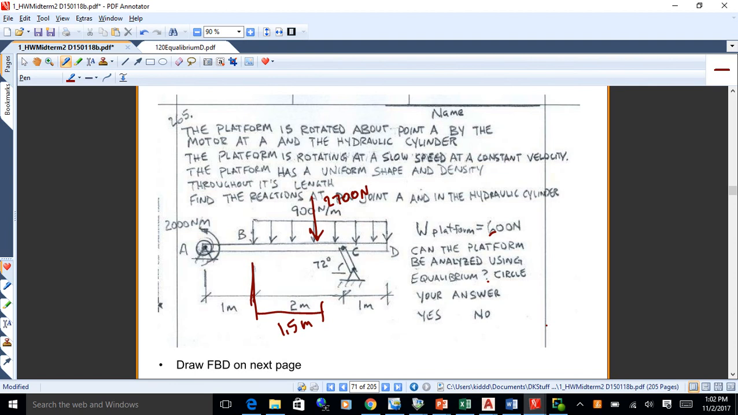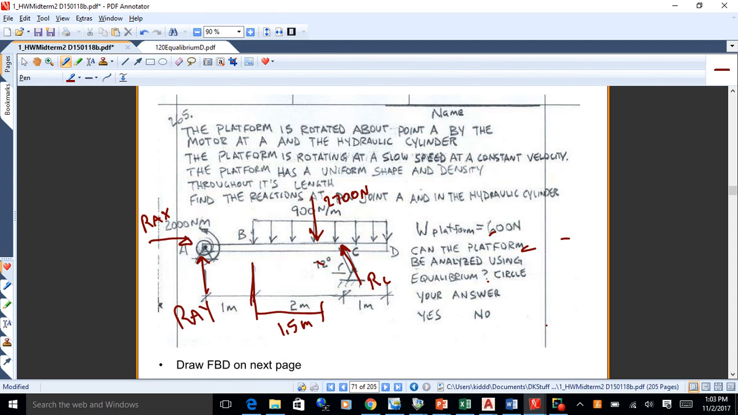So get those distributed loads turned into point loads. And then you've got this hydraulic cylinder. Well, that acts just like a link, okay? Because it's got a pin on either end and no loads in between. So that's going to be just a link. And then you've got a pin joint, okay? So you're going to have RAX and RAY. So this is always step number one: get these things turned into free body diagrams.